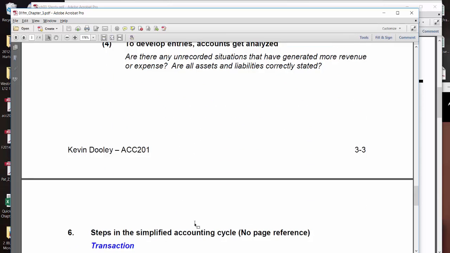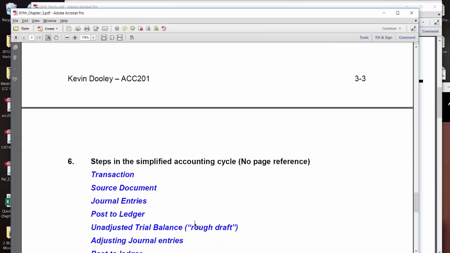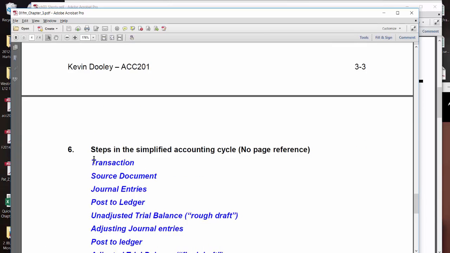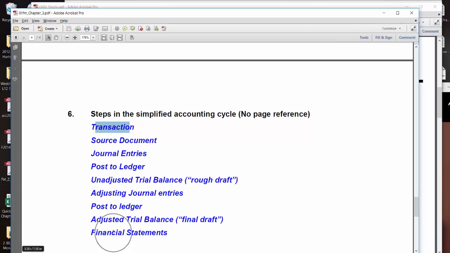So when we put all of this together, this is how our entire accounting cycle fits. This is not in the book in this order, but it's, I guess, implied. First of all, transactions have to happen. We prepare source documents to reflect those transactions happen. We make journal entries to reflect the nature of the transactions and the impact of them on the accounts. Post those to ledgers. Get an unadjusted trial balance, which can be thought of as a rough draft. Make adjusting journal entries. Post those entries to the ledger. Get an adjusted trial balance, and then finally make more accurate financial statements.